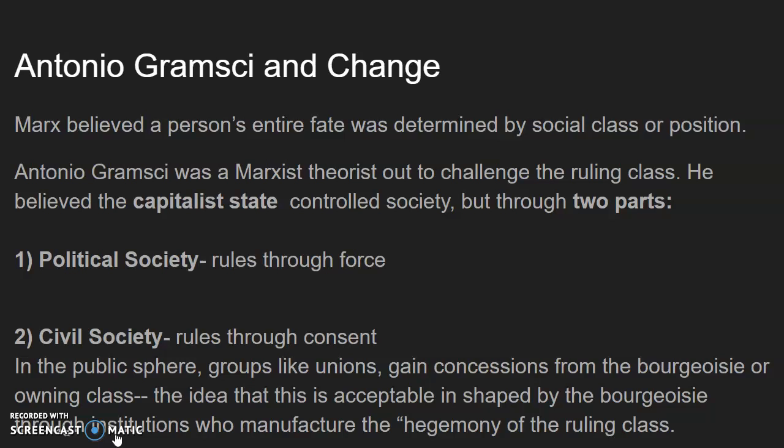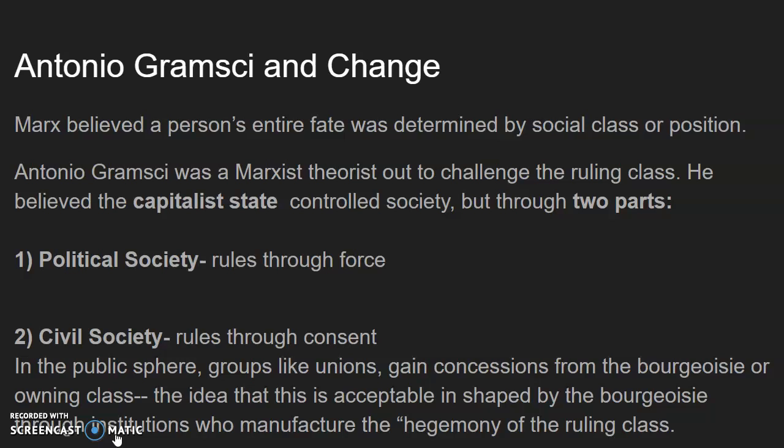He believed that the capitalist state controlled the society, not necessarily the owners themselves, but this was done through two parts. Political society rules through force. So, first and foremost, political society: the way that laws force certain people into restricted social statuses, in terms of the way that they're able to access opportunities, but also the way that governments stimulate various businesses depending on their own political agenda. Also, civil society.